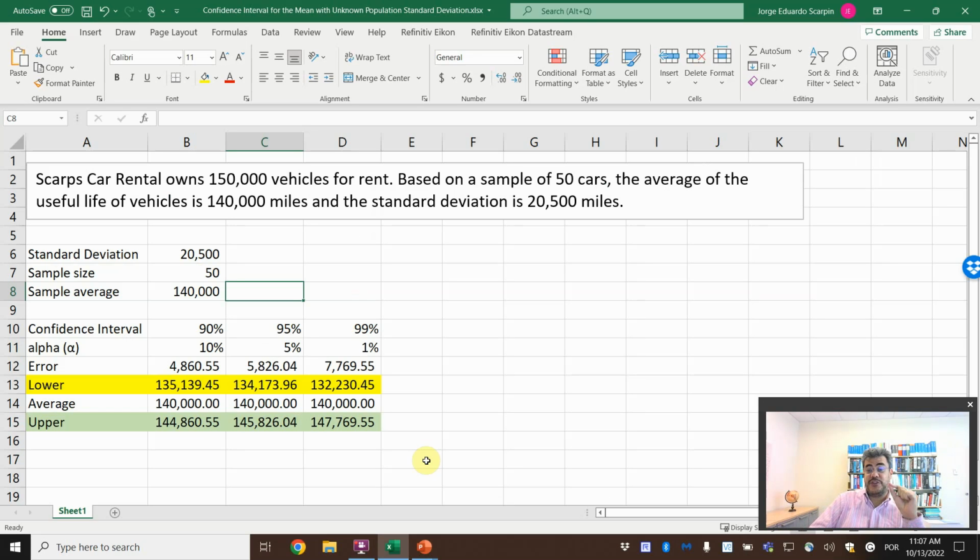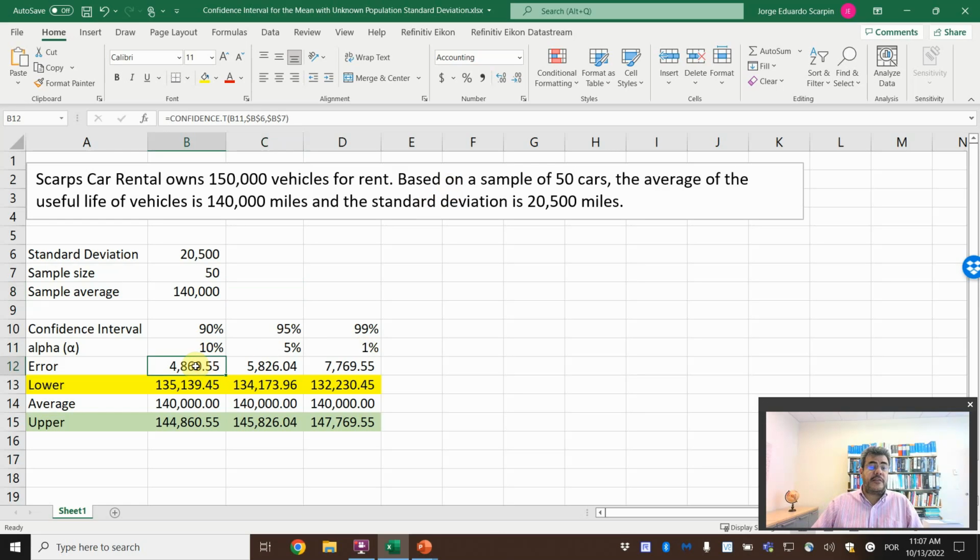Remember, the Excel file is free and the link is in our video description. So here, Scarp's car rental owns 150,000 vehicles for rent. Actually, it's the size of one of the largest car rentals in the United States. So I will not check all of them to find the standard deviation. I will take a sample of 50 cars, and the average useful life of a vehicle is 140,000 miles, and the standard deviation of these 50 cars only is 20,500 miles.